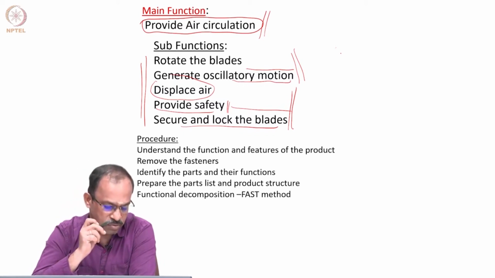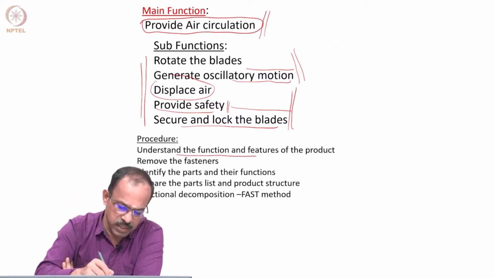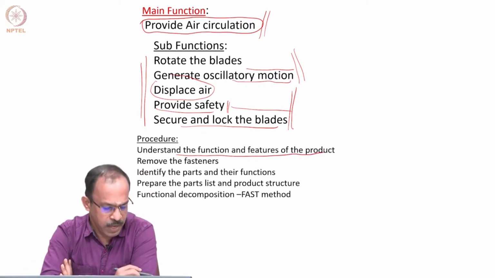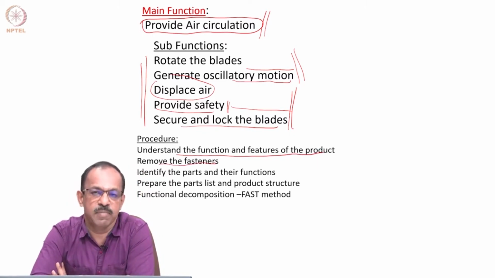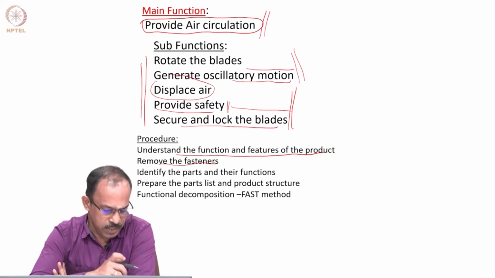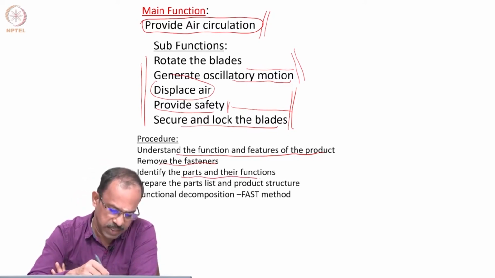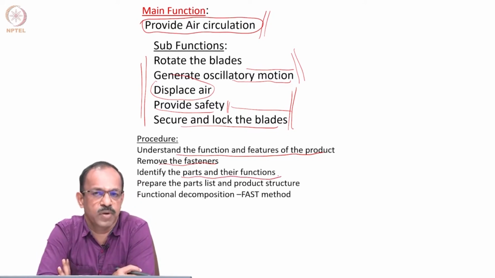As I mentioned, first you need to look at the product, understand the function and features of the product, and then remove the fasteners. The TA will be explaining to you how to do the disassembly, which fasteners are to be removed, and how you can take out each part, and then you identify all the parts and their functions. This is very important. Every part has some function to do in the product.